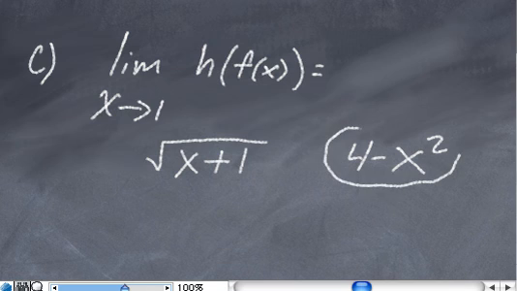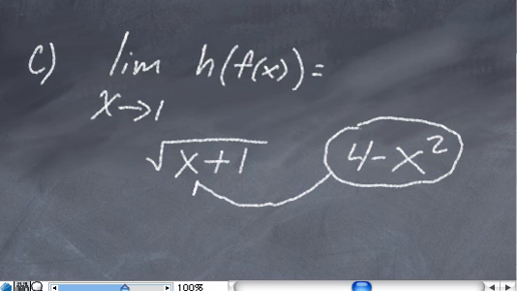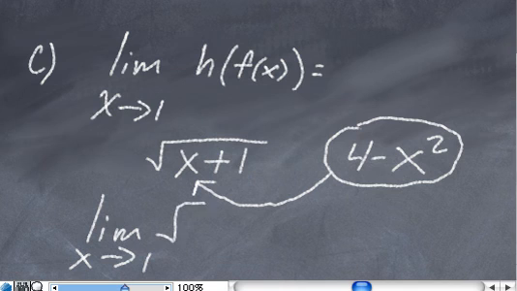So we're going to take this whole thing here, and where there's an x in this function over here, we're going to take this x and remove it and plug in this entire function into it. This is how we deal with composite functions. So we end up with the limit as x approaches 1, right? So we're going to have the square root. So this 4 minus x squared is going to go right in here, and then our plus 1.